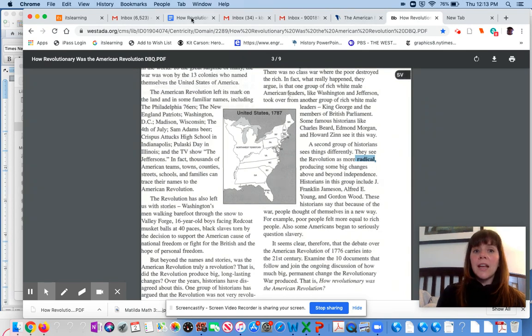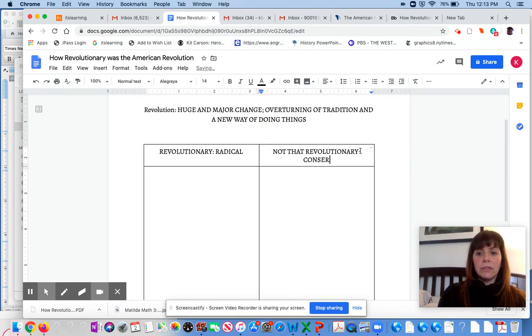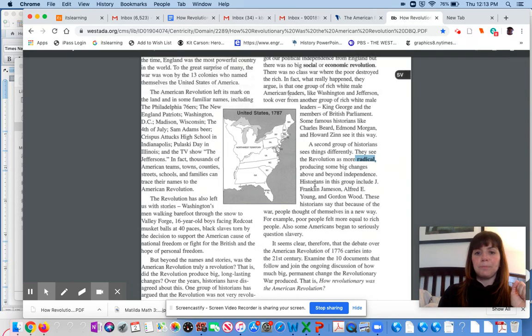And on the other hand, you have people who think it's radical. So, this is radical change, and this is conservative, like, right? It's not very different. Conservative, I can't spell. Okay. All right. So let's go back to our documents to figure this out.